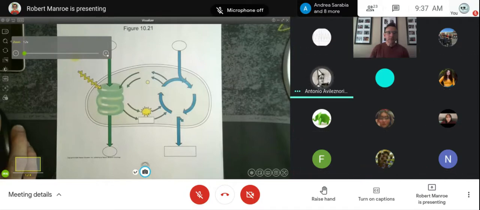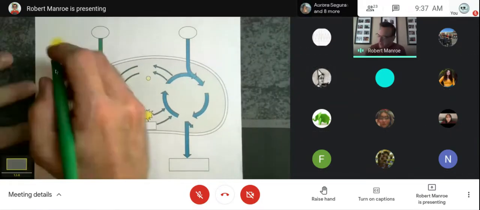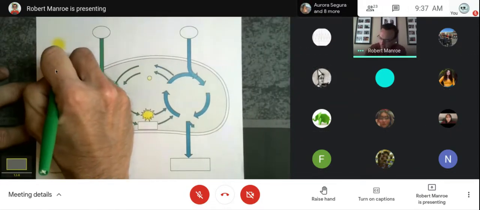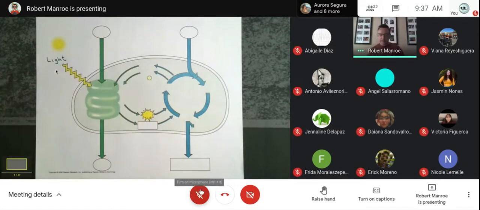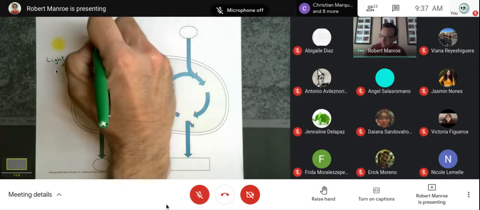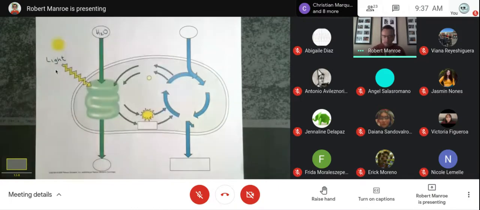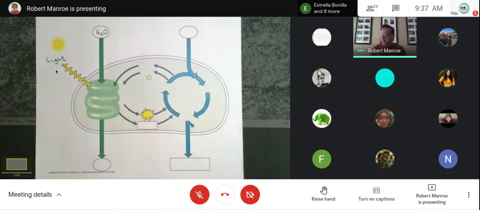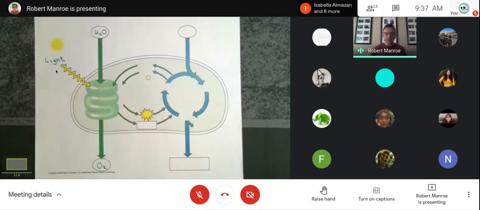Light will be on the yellow. Totally agree. Light. What else? Water. Oxygen. I agree. Three different things can go here.